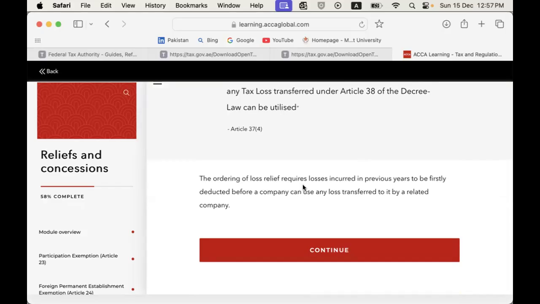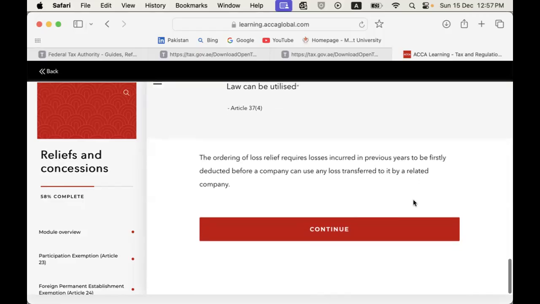The ordering of loss relief requires losses incurred in previous years to be firstly deducted before a company can use any loss transferred to it by a related company. So, we just saw in restructuring relief that we can acquire tax losses of another business when we purchase it. The whole idea is that before we can utilize those losses, first our own tax losses brought forward must be offset.